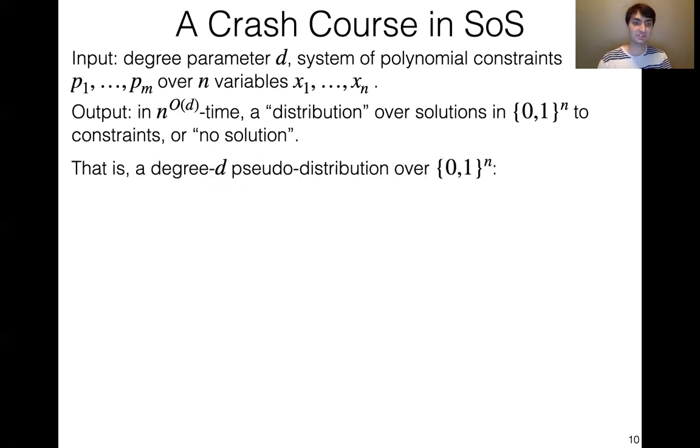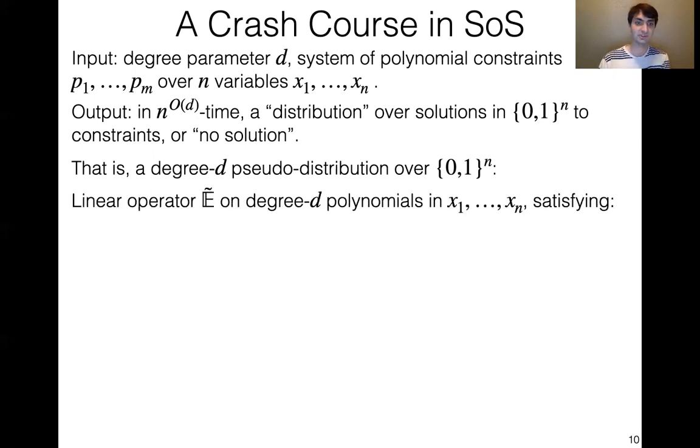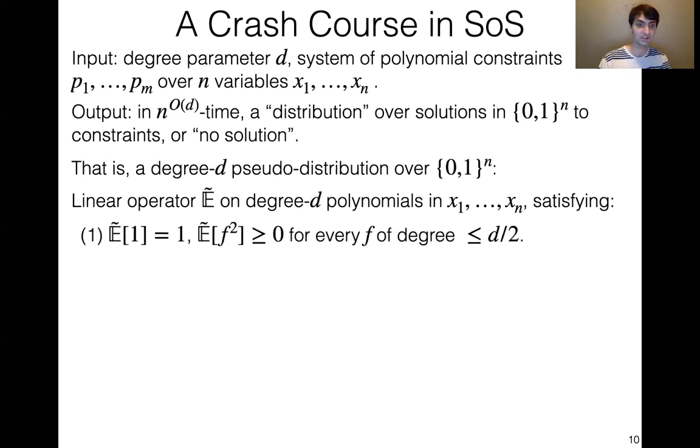So instead it outputs something called a degree d pseudo distribution, which is an object that intuitively pretends to be a distribution to low degree polynomials. And this is simply a linear operator on degree d polynomials satisfying the following properties. First off is the pseudo expectation of 1. This E tilde is sometimes called a pseudo expectation. Pseudo expectation of 1 should be 1. Pseudo expectation of f squared should be greater or equal to 0 for every polynomial f of degree at most d over 2.